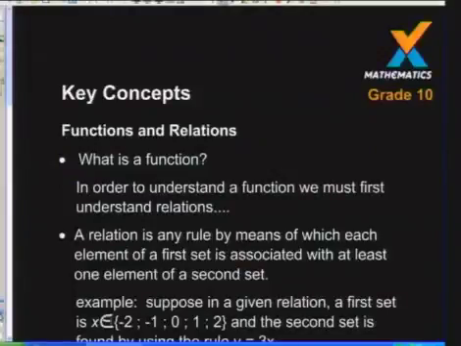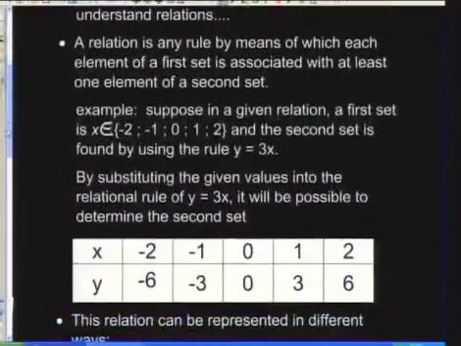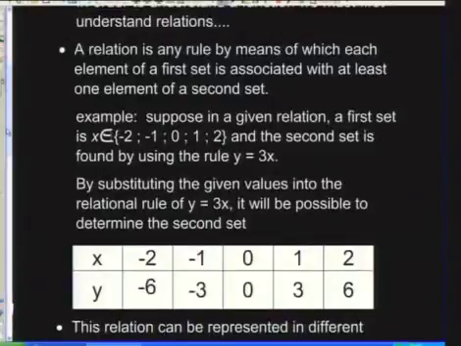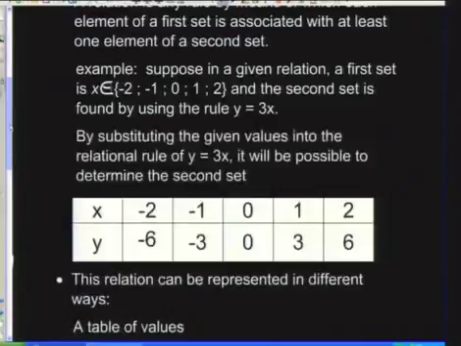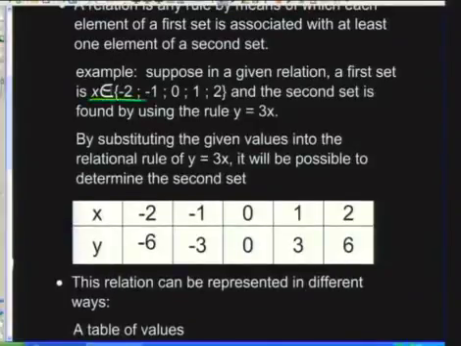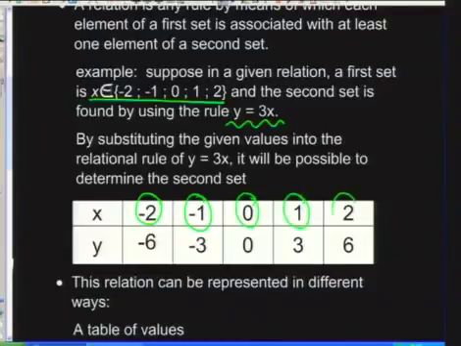Okay, so we've had a look at most of this. Let's just have a quick look over here. As an example, a relation is any rule by means of which an element of the first set is associated with at least one element of the second set. We've got an example over here. Let's take a set of x values: -2, -1, 0, 1 and 2. And we've got this little relational rule there, which is telling us that y is equal to 3x. So the idea here, guys, is that each one of these x values gets substituted into the equation y is equal to 3x.